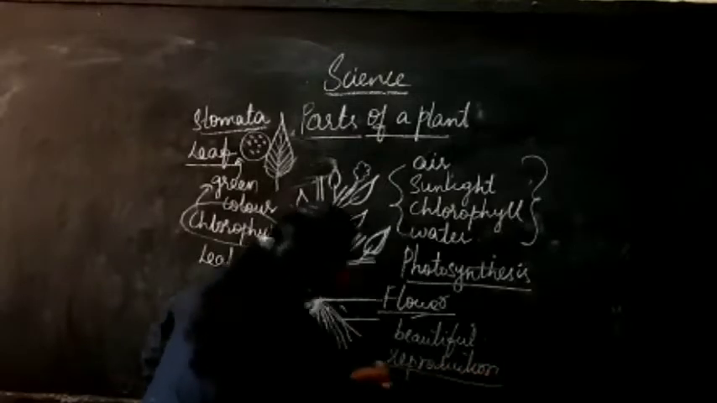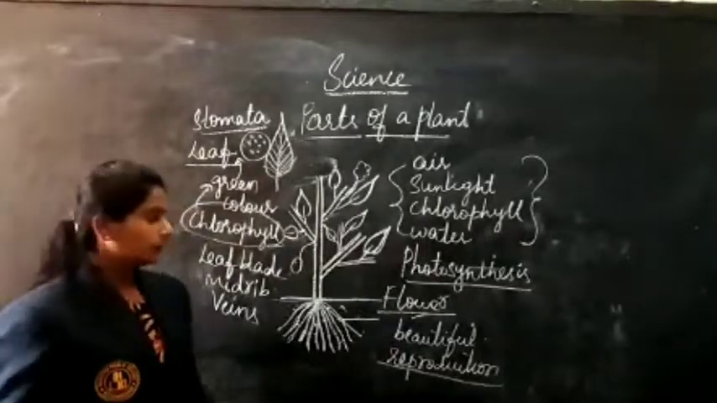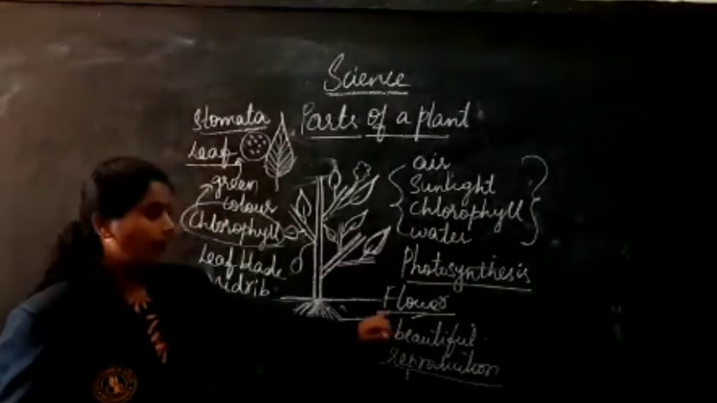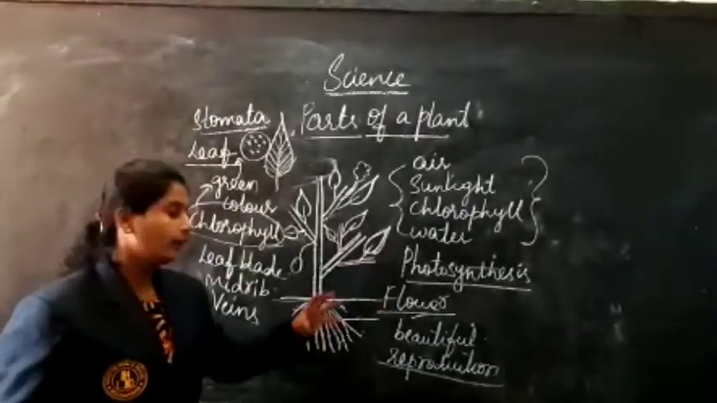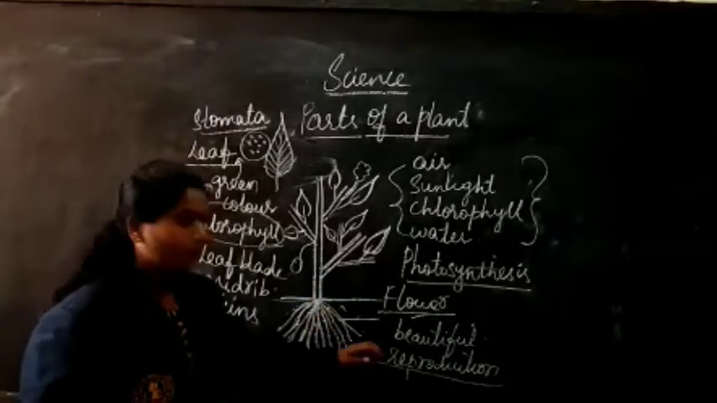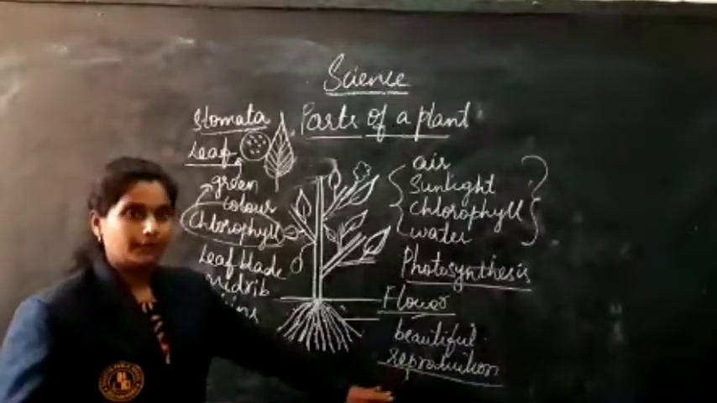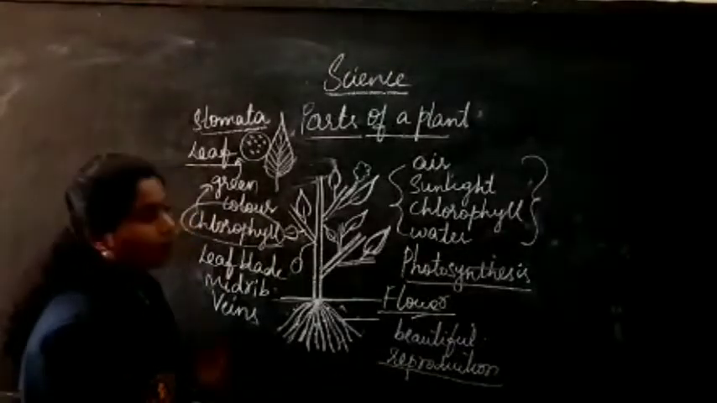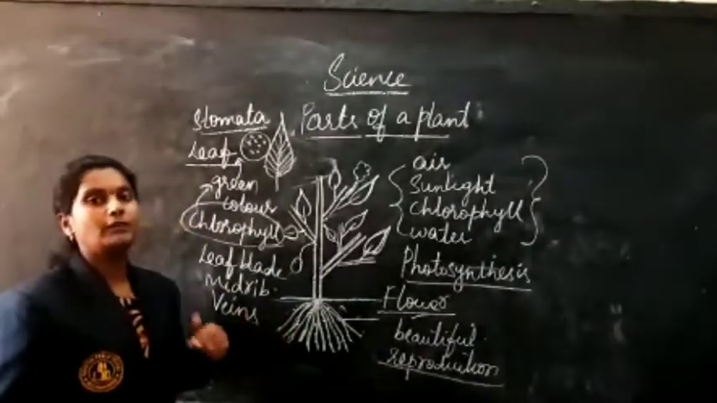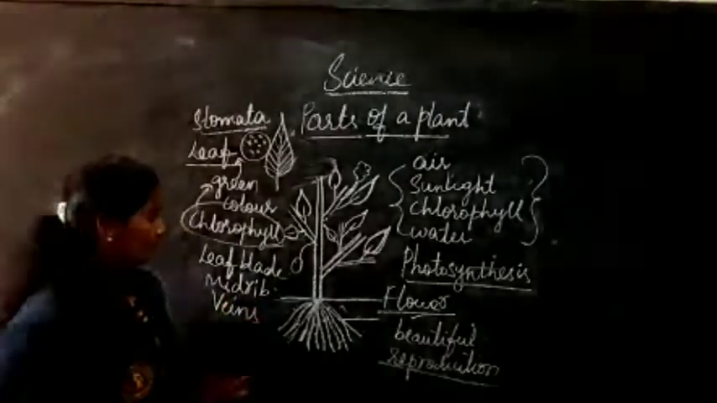About this you will be studying in the higher classes. So what do flowers do? They attract the insects. It is one of the beautiful parts of a plant and it also helps in the reproduction process. And all plants do not bear flowers, but a few of them bear flowers.